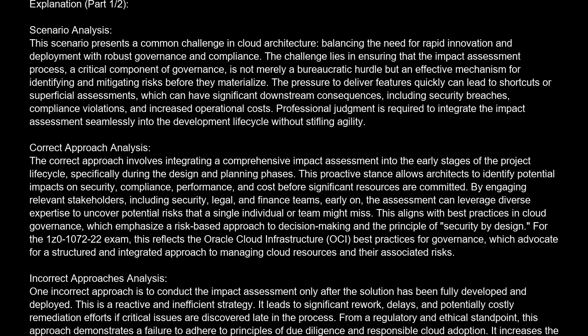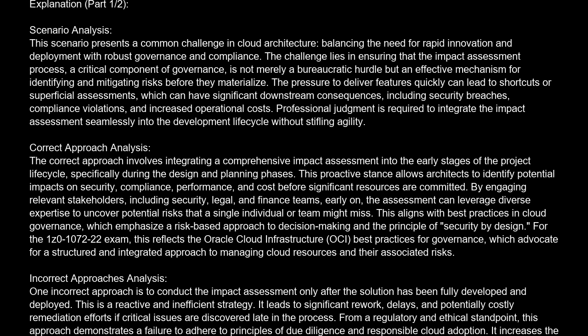The correct answer is D. Immediately halt the deployment and conduct a thorough impact assessment involving all relevant stakeholders before proceeding. Explanation: scenario analysis. This scenario presents a common challenge in cloud architecture, balancing the need for rapid innovation and deployment with robust governance and compliance.